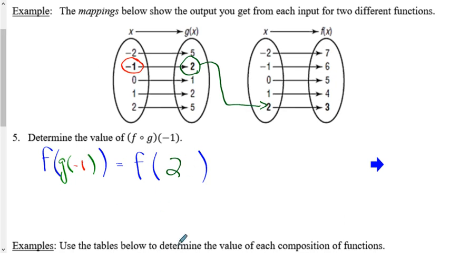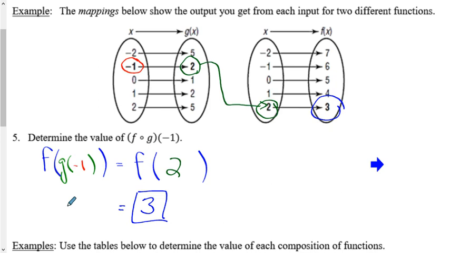And now I want to find what's f of 2. Well, I took that input of 2 here that was the output from the g of x function. I plug it in and I get 3 as my output. So the result of that composition is that I get 3 as output when I put -1 in as input. And that's how a mapping notation would function in this composition.